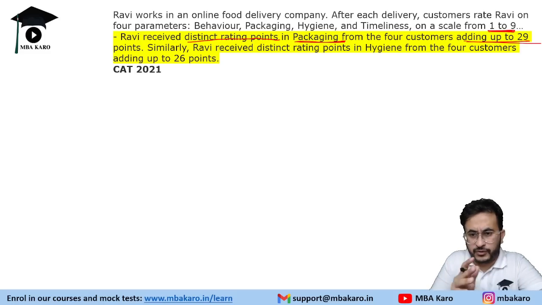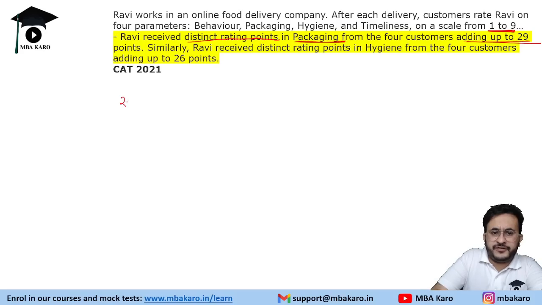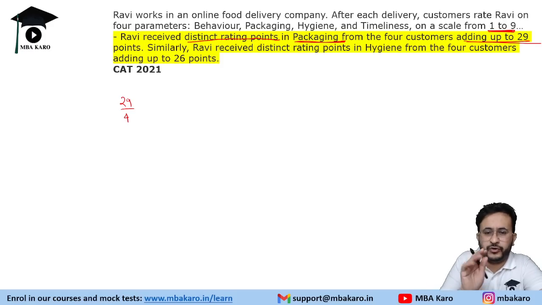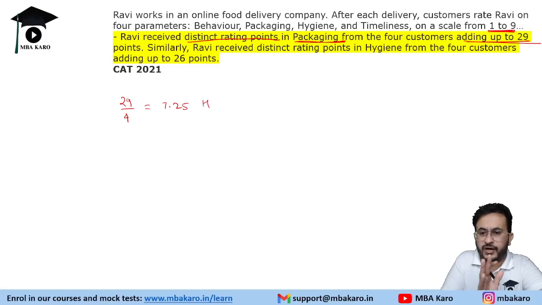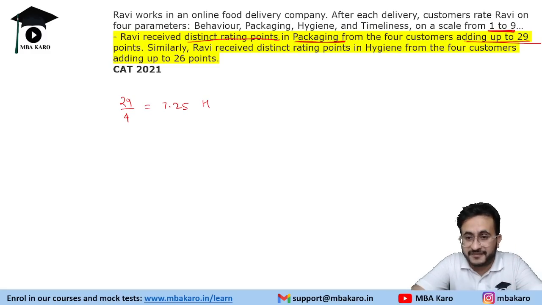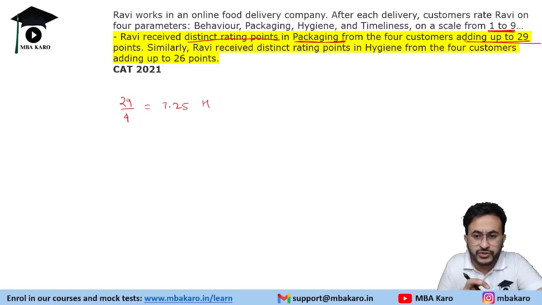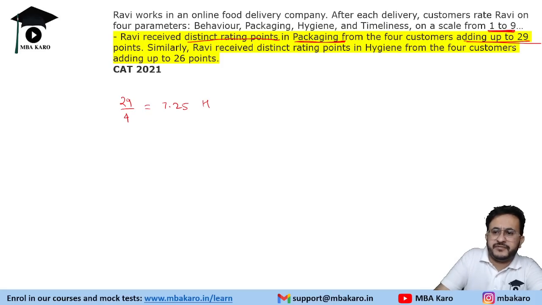Now, a logical thing: if you take the average of 29, with 4 people giving the rating, 4 people gave him a rating. So the average is 7.25, which is a high number. Out of 9, if he is getting an average of 7, that is a high number. So that means it could be one of the extreme values, very high values. So let us check the highest possible rating that he can get.